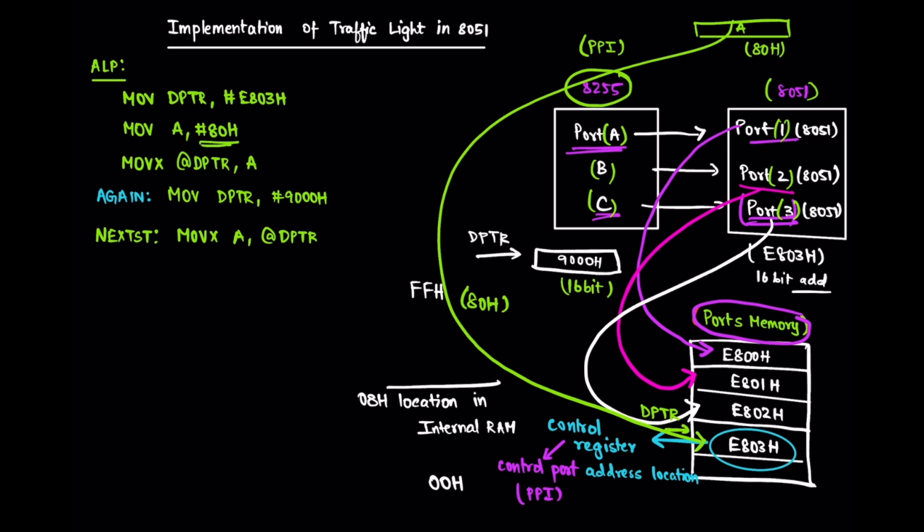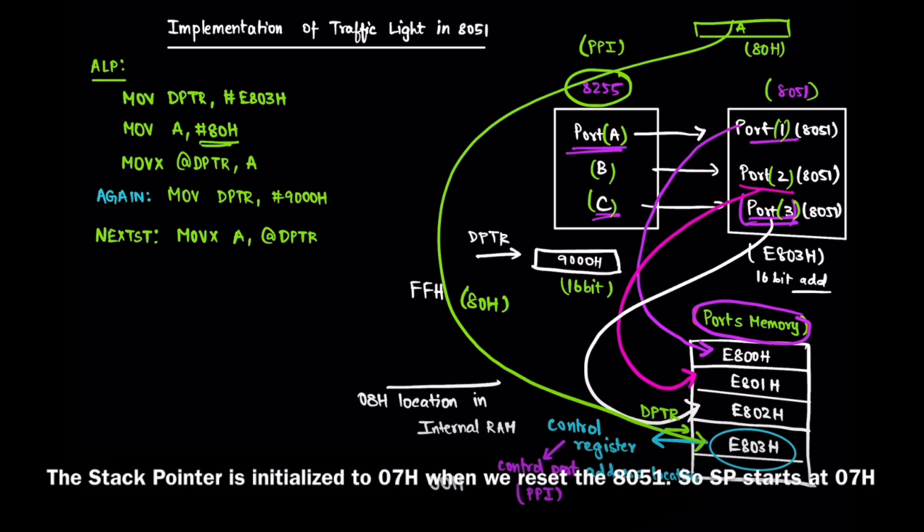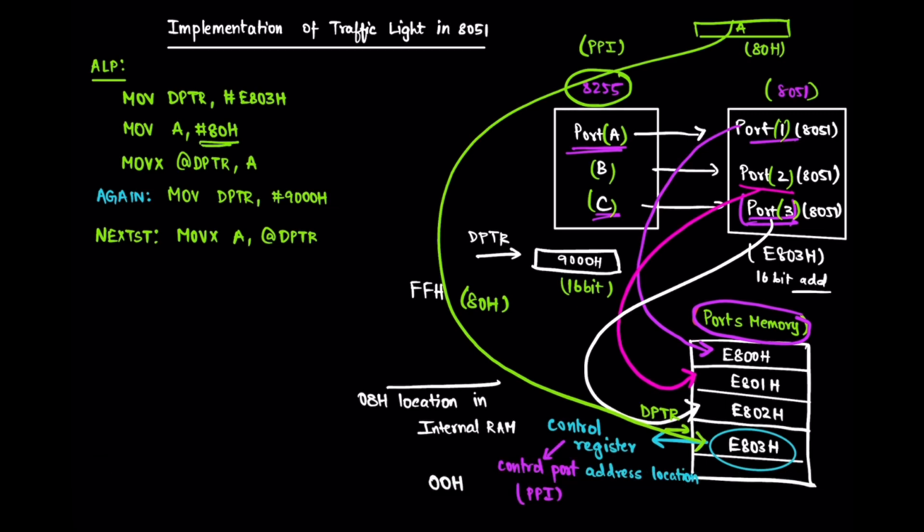Now the stack pointer, which we use to denote the top of the stack, is going to start from 07H, which means our stack's first location is 08H. And then it goes up until FFH. So initially the stack pointer is going to point to the top of the stack, which is 07H. So whenever we reset the microcontroller, the stack pointer automatically points to 07H. That's why we say the stack starting location is 08H.